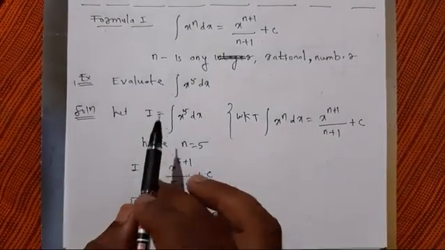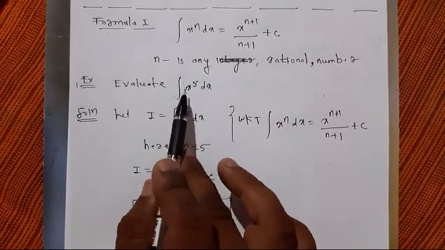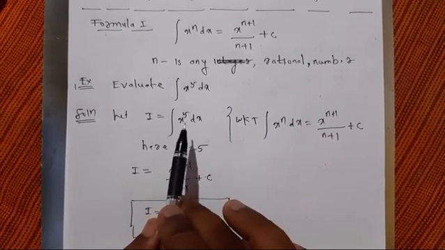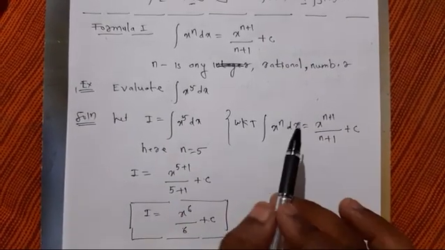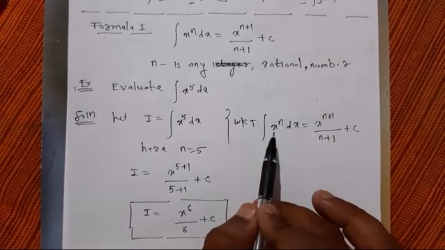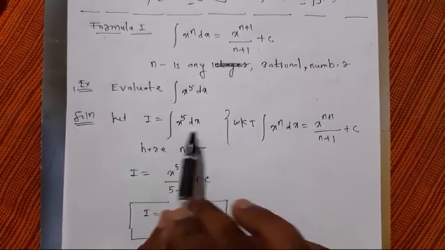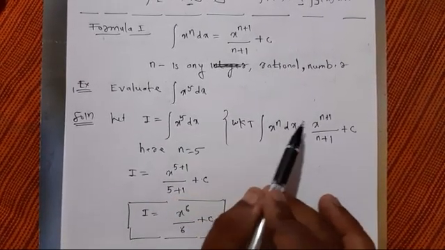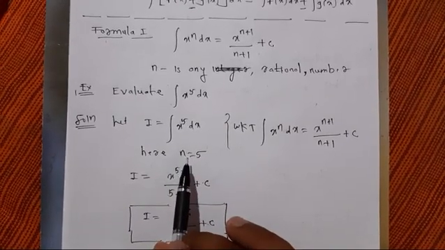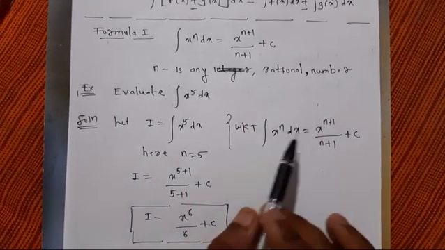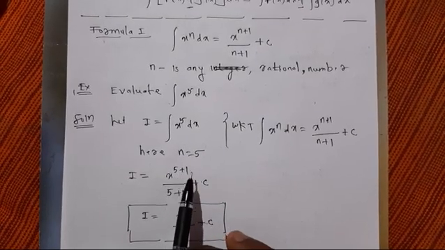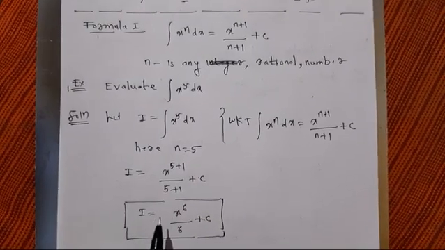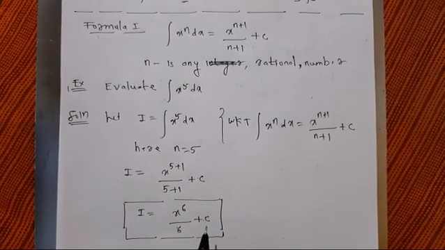Solution: I will consider the given integral as I. Here the function is x to the power of 5, so I will use the formula for x raised to n into dx. By comparing the given integral with the formula, I can say the value of n is 5. So it becomes x to the power of 5 plus 1, as per the formula, divided by 5 plus 1, plus c. So I equals x to the power 6 upon 6 plus c.